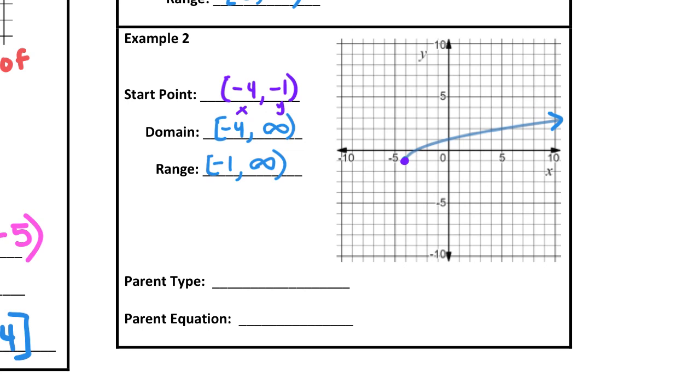The parent type, we would say this is a square root. And the equation would be f of x equals the square root of x.